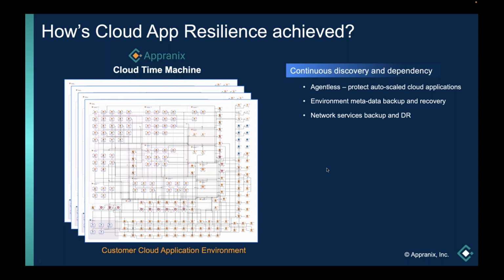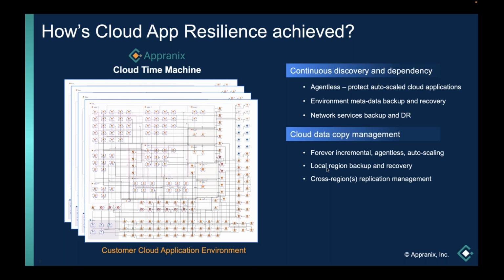Right? And then Appranix automatically backs up all the metadata of your environment. The size of the VM, the tags, and the connectivity, the security groups, the IP address, all of that, right? All the network services are backed up. Who backs up network services? The question is, why didn't we back up those network services? Seems to be a good idea, right?